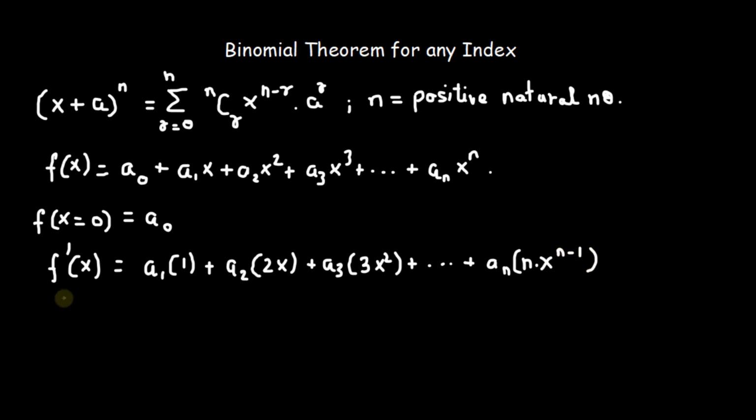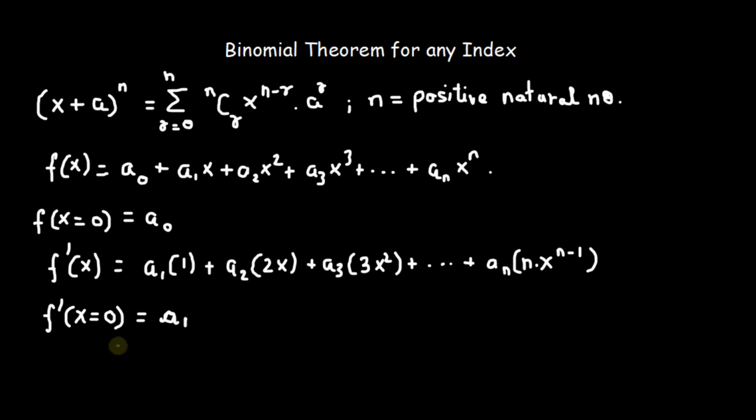Now that we have the first derivative of f(x), we're going to calculate the value of this derivative at x equals 0, which is simply equal to a1. So this is the value of the first derivative, and its value is a1.